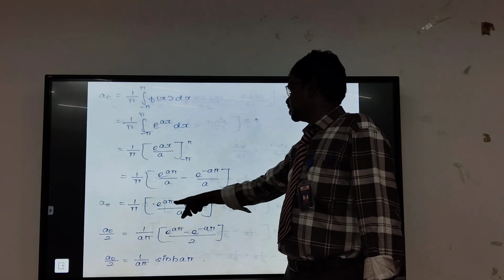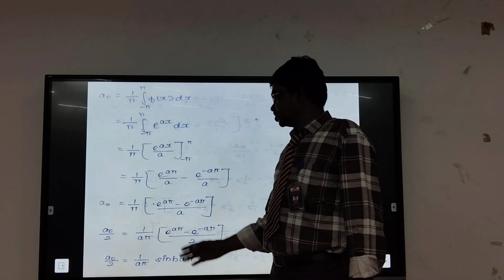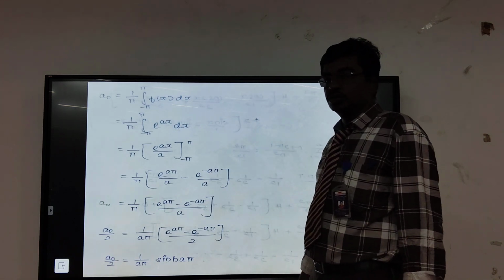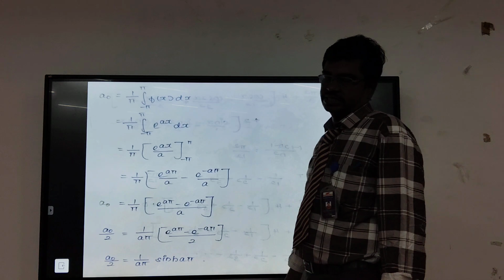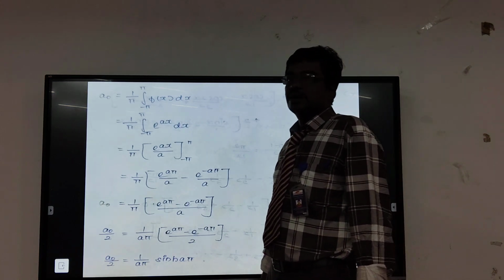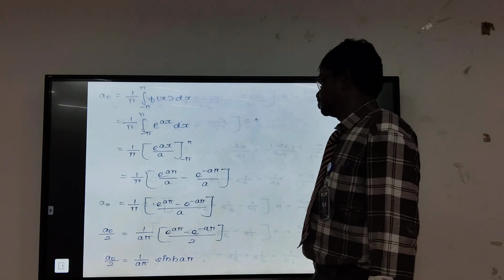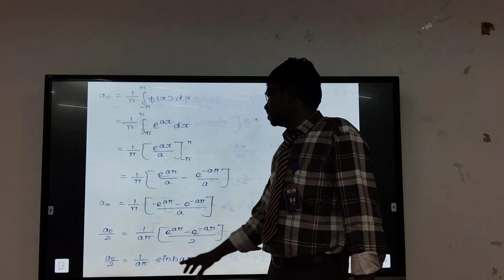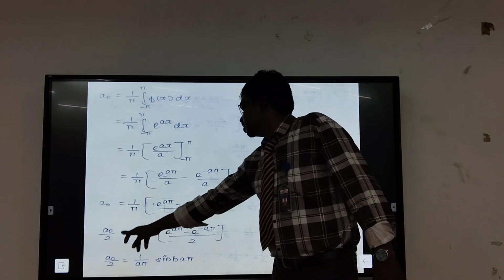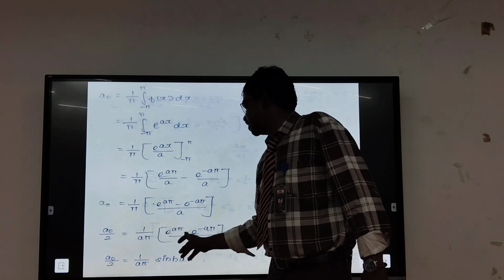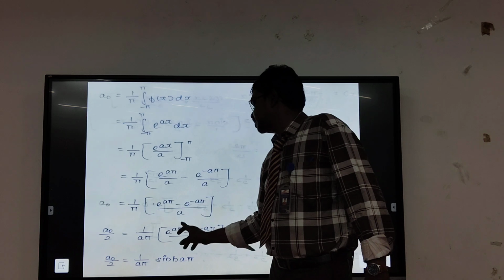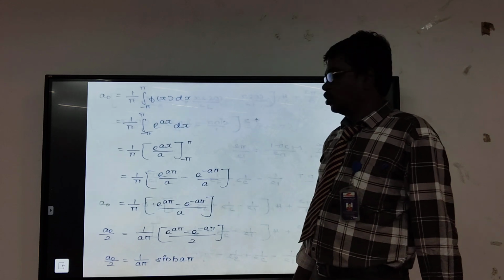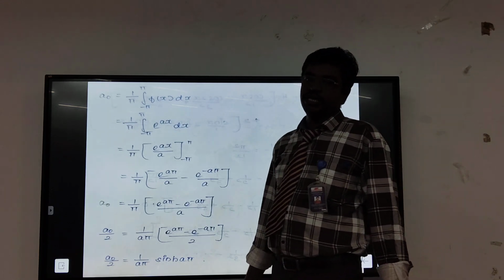So we take the LCM a, which is a constant, and take 1 by a pi outside: e power a pi minus e power minus a pi. We know the formula for sin hyperbolic x: e power x minus e power minus x by 2. So for that purpose I will adjust it with 2 and then divide by 2. So what is that? A naught by 2 is 1 by a pi, and this is the formula for sin hyperbolic x. Here replacing x by a pi, we get sin hyperbolic a pi. So the value of a naught by 2 here is 1 by a pi sin hyperbolic a pi.